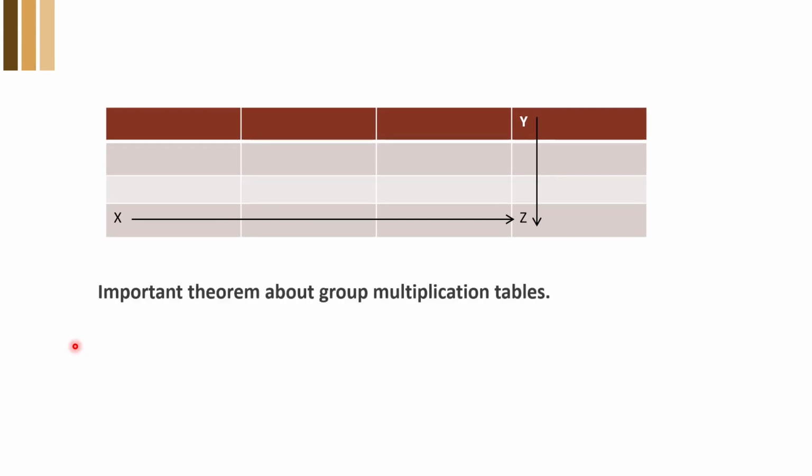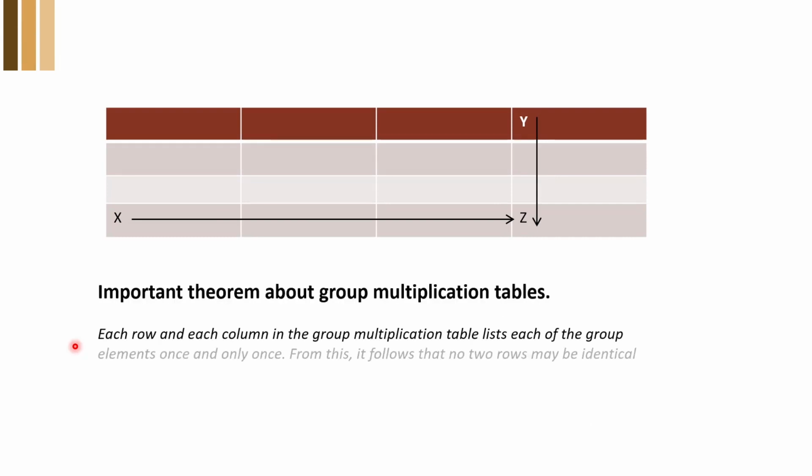This is governed by an important point which states that each row and each column in the group multiplication table lists each of the group elements once and only once. That practice is very typical, very peculiar: there is no repetition of the elements along a row or a column. From this, it follows that no two rows may be identical and no two columns may be identical. So there is no question of an element getting repeated in a row or in a column. That is a broad idea that we understand about a group multiplication table.